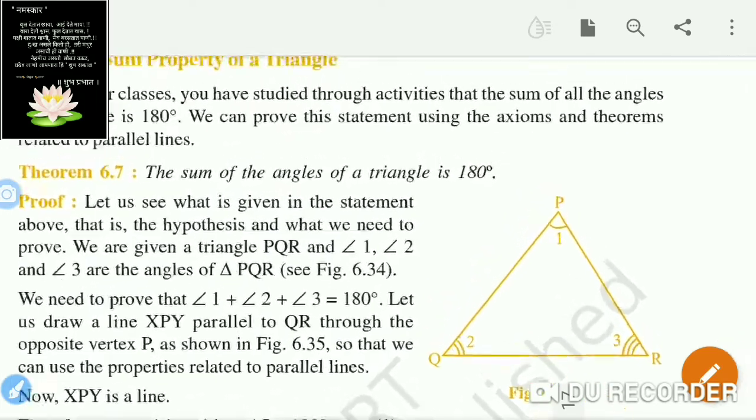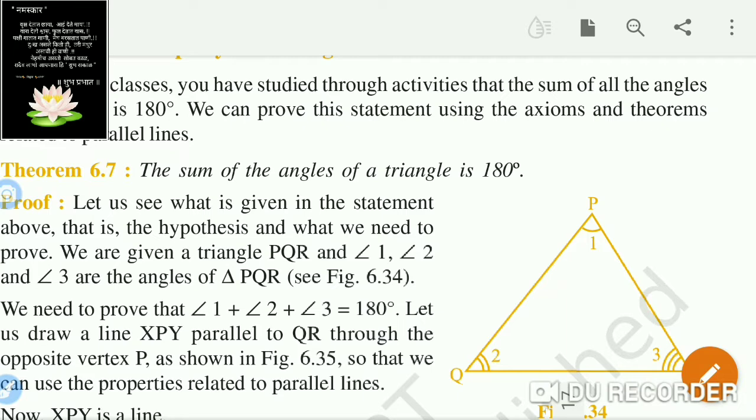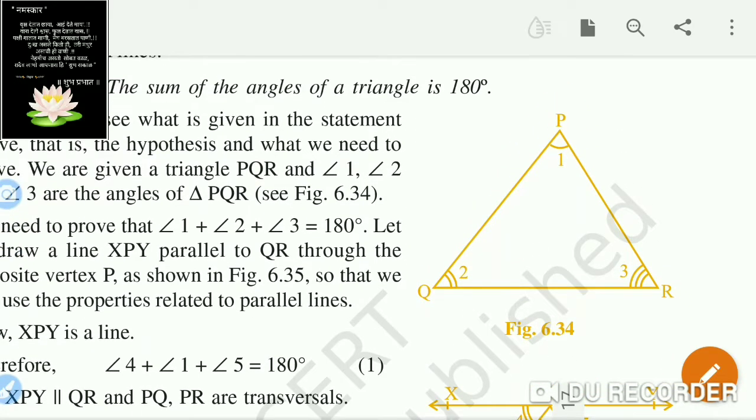Let us see here what is angle sum property. All of you have already studied the angle sum property of a triangle, that the sum of the angles of a triangle is 180 degrees. Suppose triangle PQR is given. In that triangle PQR, angle 1 plus 2 plus 3 is 180 degrees. But we have only accepted this property or axiom. We have not proved it. Let us prove it today.